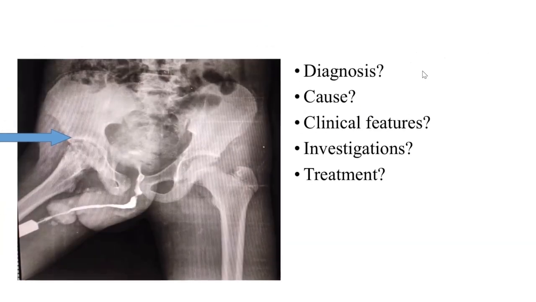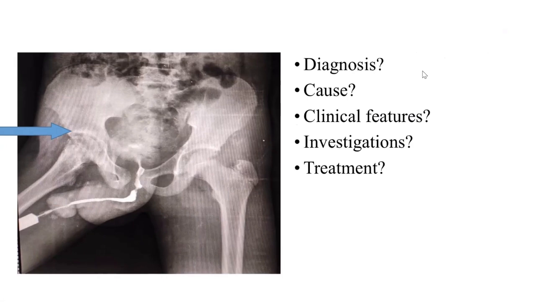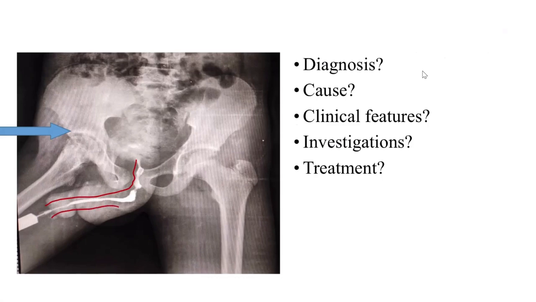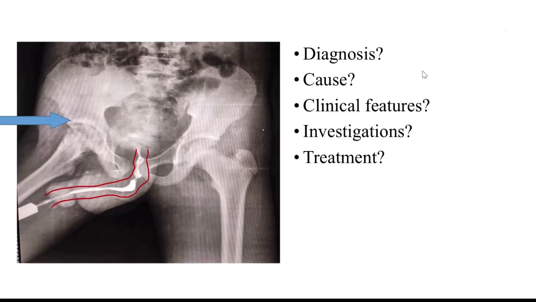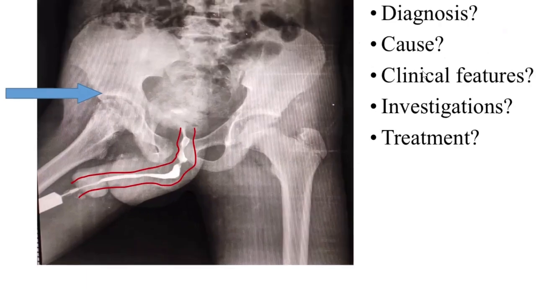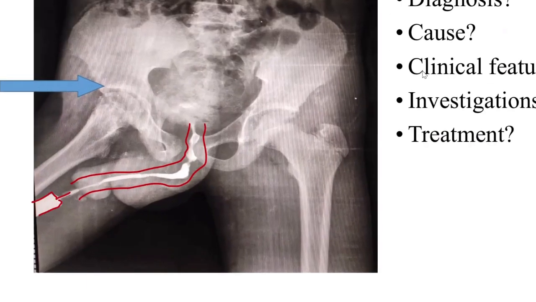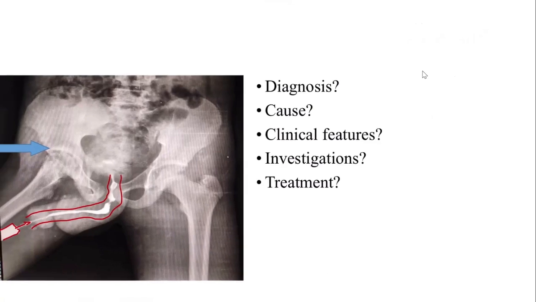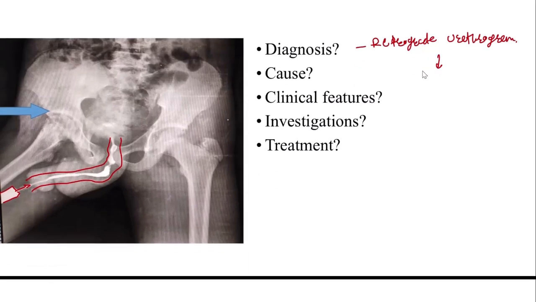So what is this? This X-ray is showing the normal urethral anatomy. This is the urethra. The contrast is pushed by the syringe and X-ray is taken. So what is it? This is the retrograde urethrogram. It is used to diagnose urethral stricture.